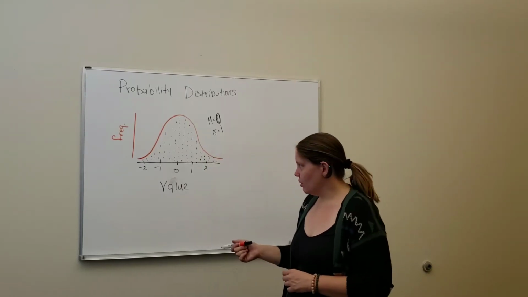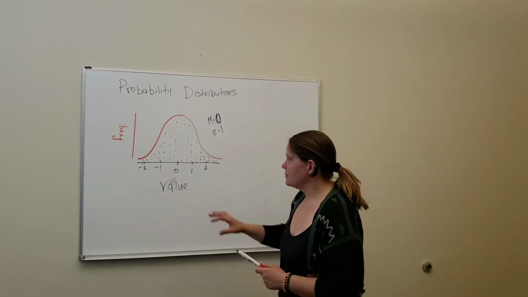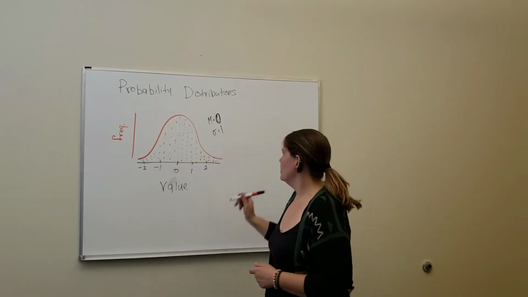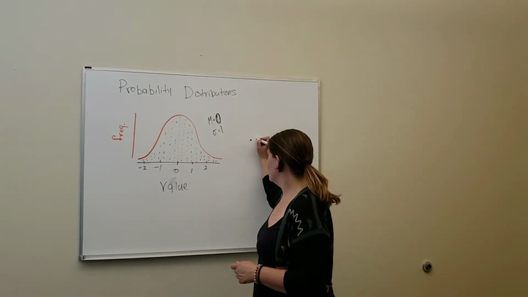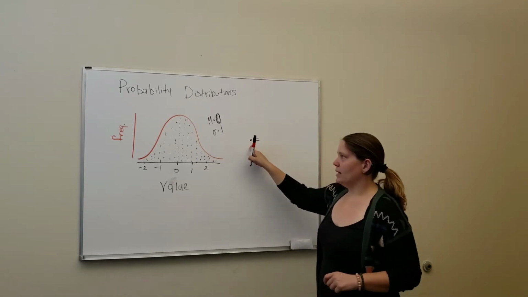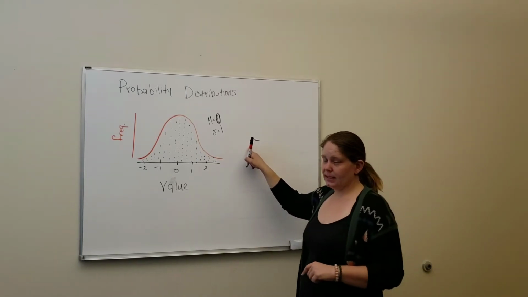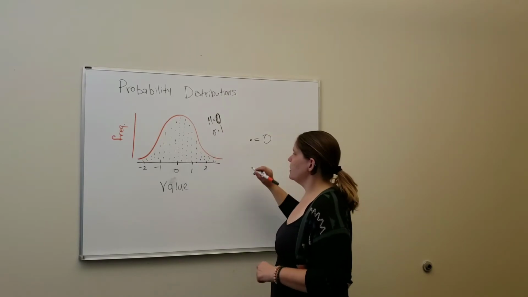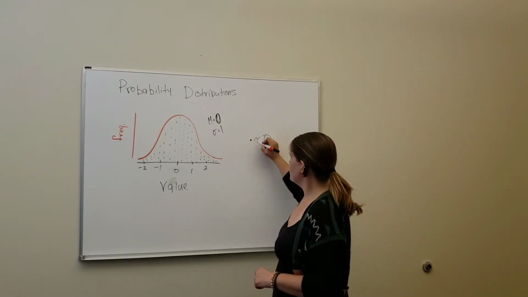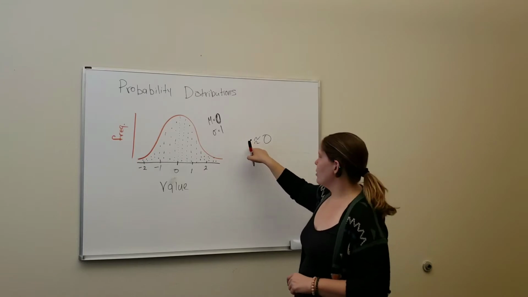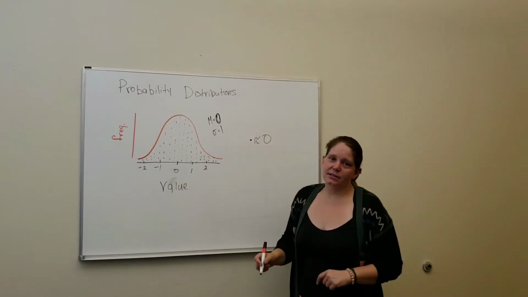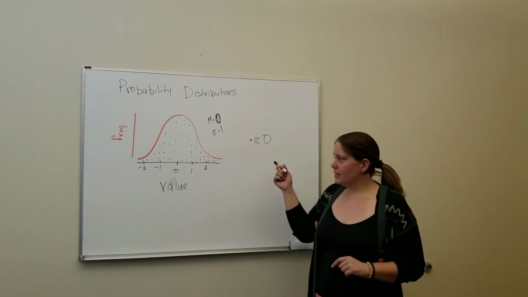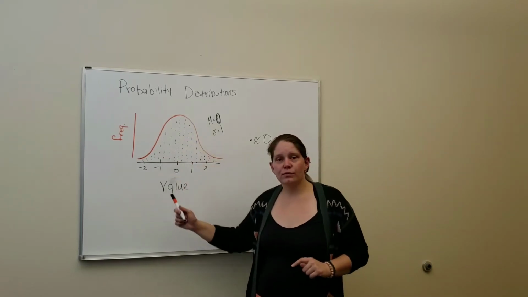What that means is that if I randomly select a data point from this distribution, this data point has a very high probability of being close to the mean. So it's probably going to be approximately equal to the mean. There's a much higher probability of pulling these data points because they're the most frequently occurring.